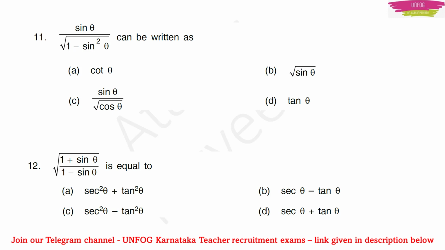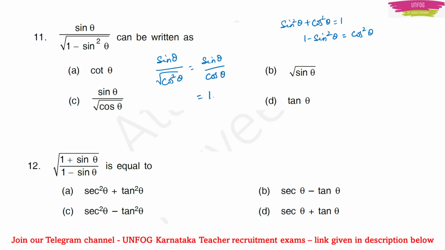Next, question number 11. Sin theta by square root of (1 minus sin square theta) can be written as. Now this is actually a very easy question, but it looks so scary, right? See, we know that sin square theta plus cos square theta is equal to 1, right? With this I have 1 minus sin square theta is equal to cos square theta, right? So I can write the given expression as sin theta by square root of cos square theta, or sin theta by cos theta. Square will get cancelled with square root, right? So this will be equal to tan theta. It is so simple, right? Option D will be the correct answer.